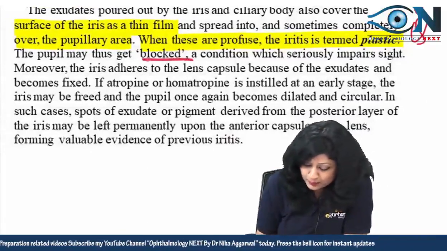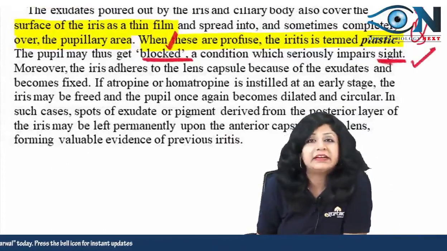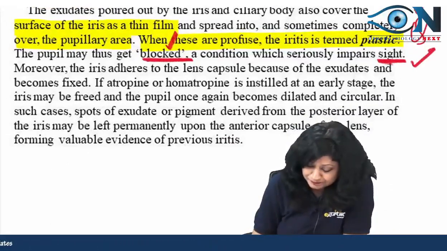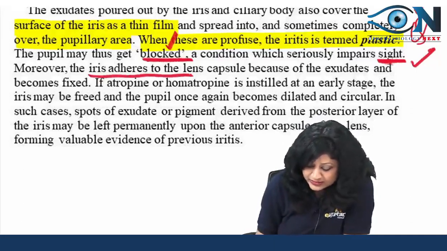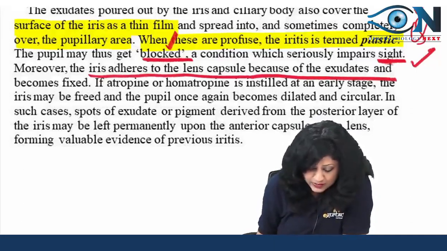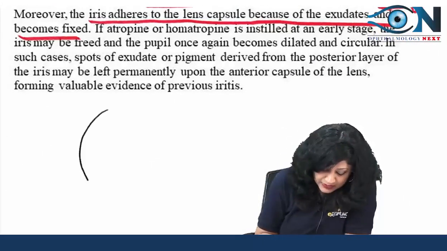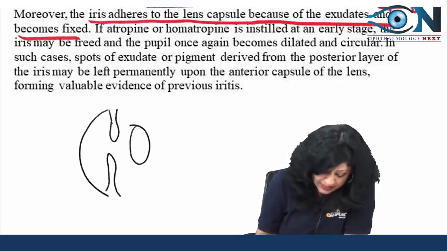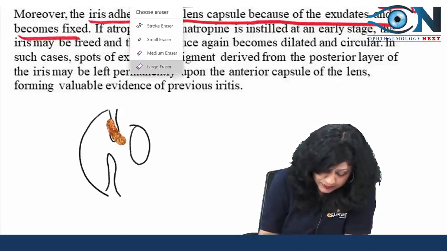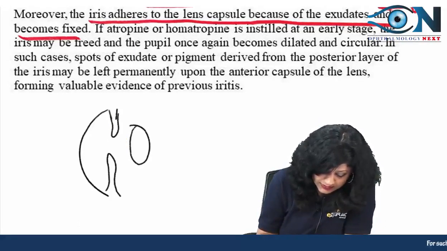The pupil may get blocked, and once the pupil is blocked, obviously the sight will be greatly impaired. Moreover, there are adhesions, because now the iris is adhered to the lens capsule because of the exudates, and it becomes fixed. Normally, if this is your cornea, we have the iris like this and you have the lens, but now the iris will go and this is something like this.